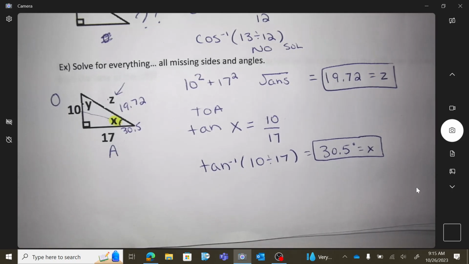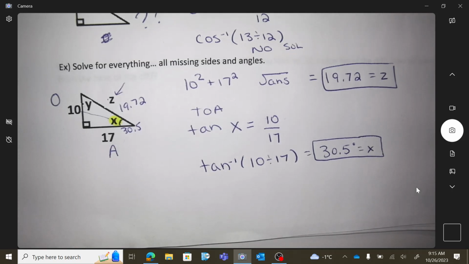And then we're left with y. You could do SOHCAHTOA. You could do any of those. They all would work. But there's an even easier way to find y. Well, if there's a 90-degree, then you just add that to 40.5.